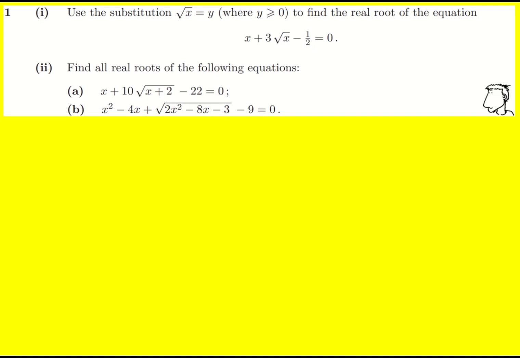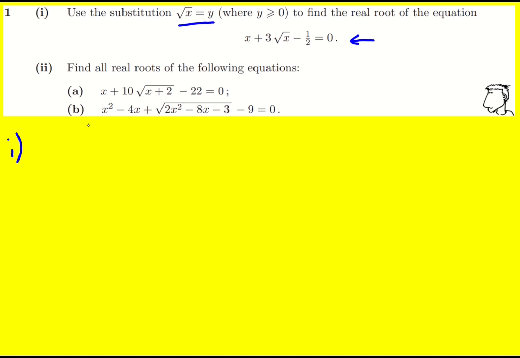We have a question here which involves essentially hidden quadratics, but they're much more hidden than normal. You can take the first equation and factorize in terms of root x, but it's guiding us along here. It's saying to do a substitution. It's going to help, I think, in the later part. So let's roll with it and do that.